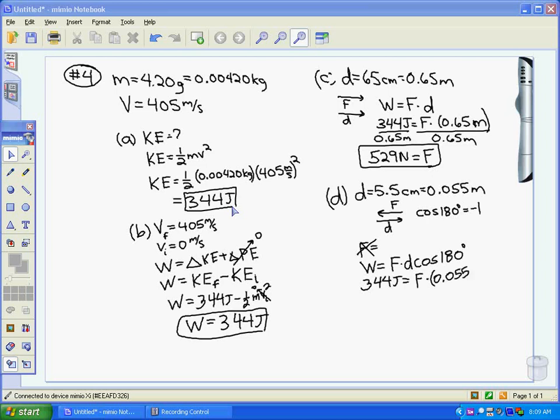Divide both sides by -0.055 meters. And at this point, you get that the force is going to be equal to -6,250 newtons. That would be the stopping force applied by the tree.